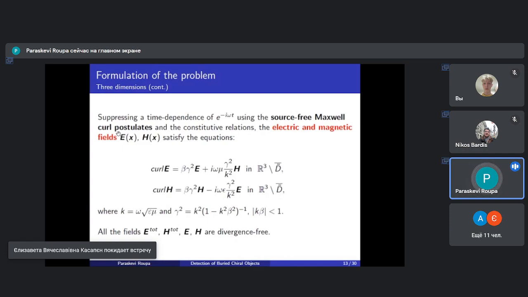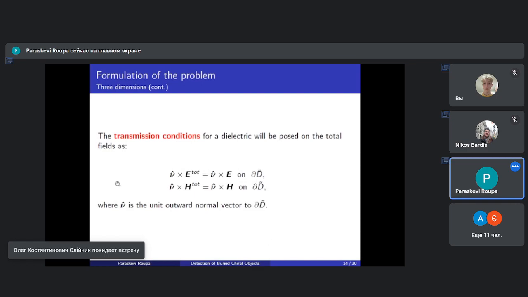Then, suppressing a time dependence and using the source-free Maxwell-chiral postulates and the constitutive relations, the electric and the magnetic fields satisfy these equations. In fact, as we can see, these are the modified Maxwell equations, which depend on gamma squared, which is equal to this quantity. We assume that all the fields are divergence-free. And concerning our transmission conditions for a dielectric, we consider these two transmission conditions which are imposed on the total fields on the boundary of our scatterer.